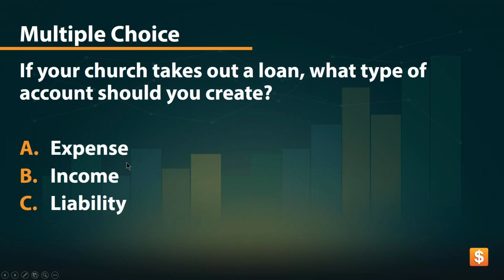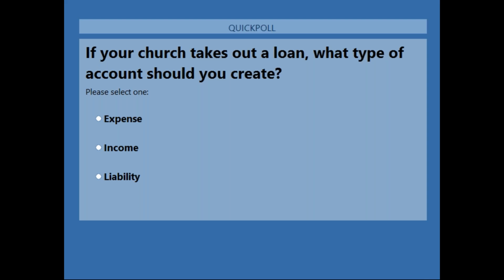Okay, question number 2. Okay, there we go. And this one pertains to accounts as well. If your church takes out a loan, what type of account should you create? Second time's a charm. A, expense, B, income, C, liability. It looks like you guys are on top of this one.